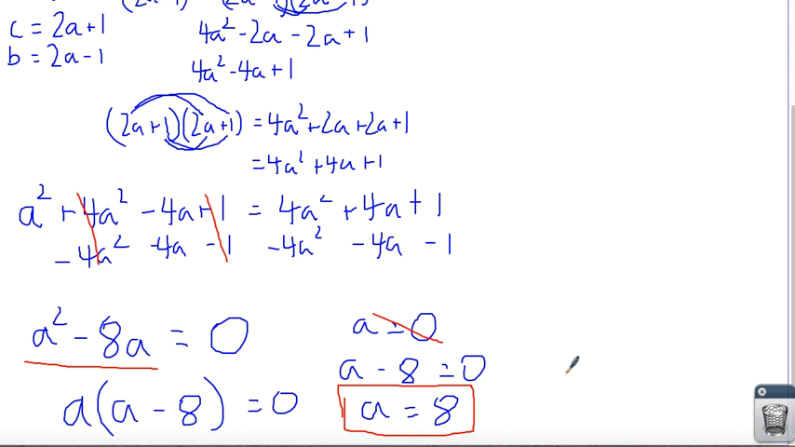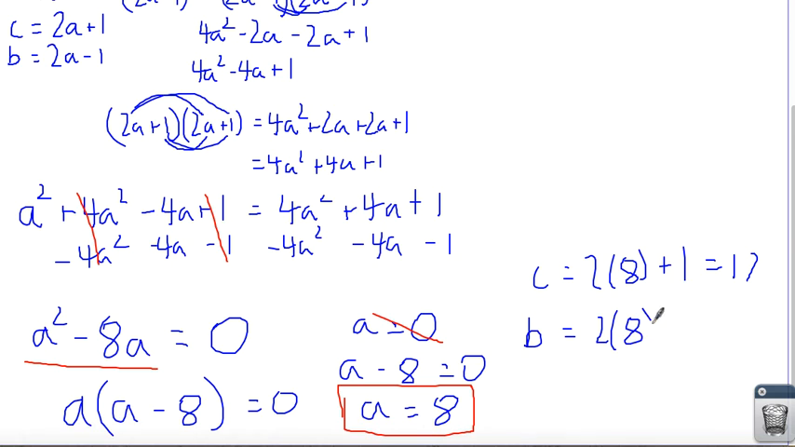And then we said the other two sides were 2A minus 1 and 2A plus 1. So C is 2 times 8 plus 1, which is 17. And B is 2 times 8 minus 1, which is 15. So the side lengths are 8, 17, and 15. All right.